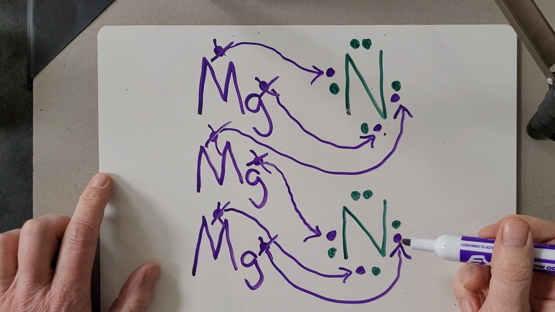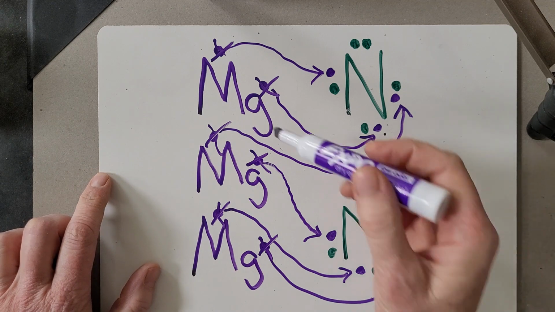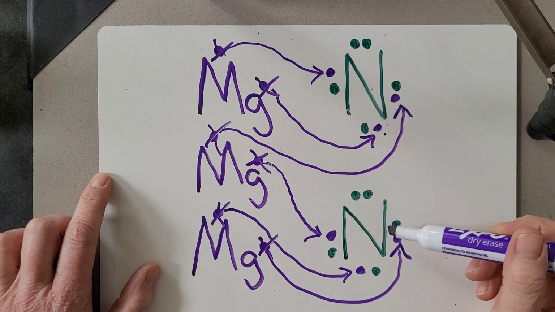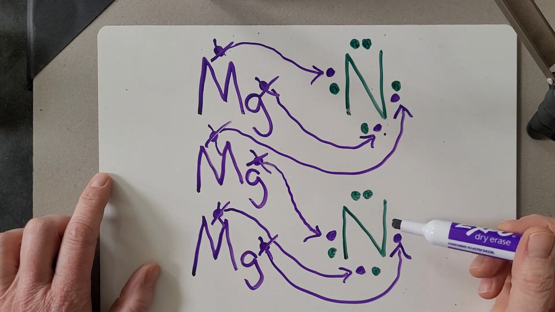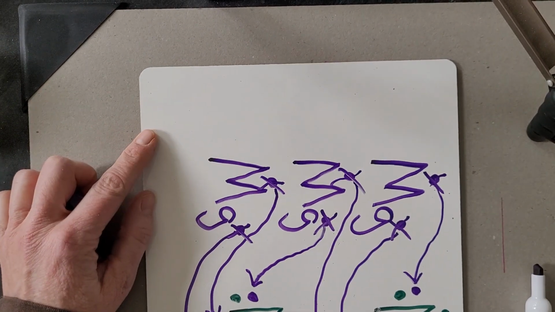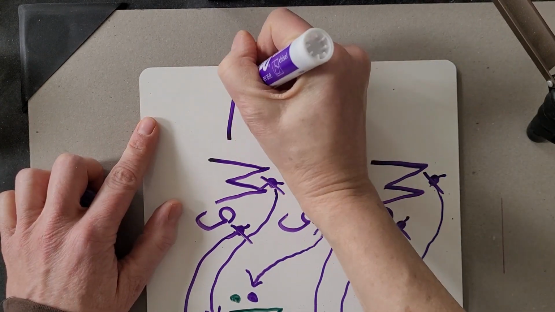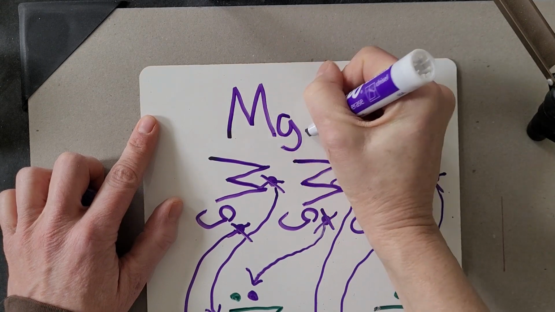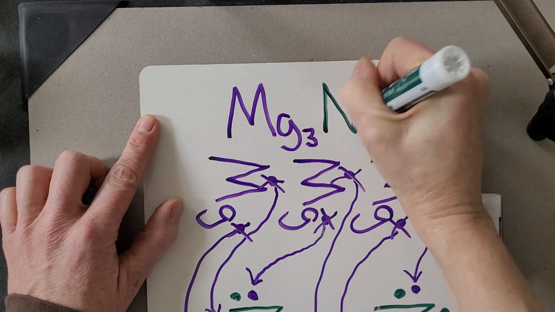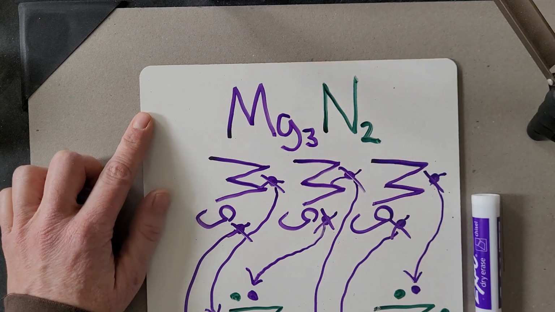So I have my formula for this compound. It's going to be Mg3, 3 magnesiums for every 2 nitrides. And I've kind of run out of room here, so I'm going to turn my board like this to write out my formula, and that is going to be Mg sub 3 with an N2, like that.